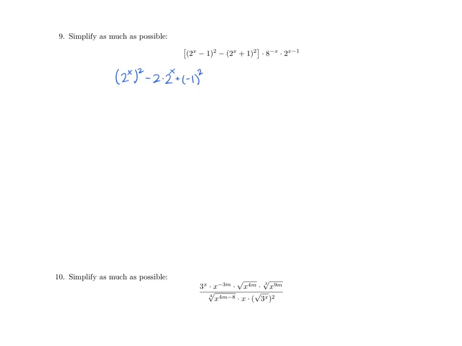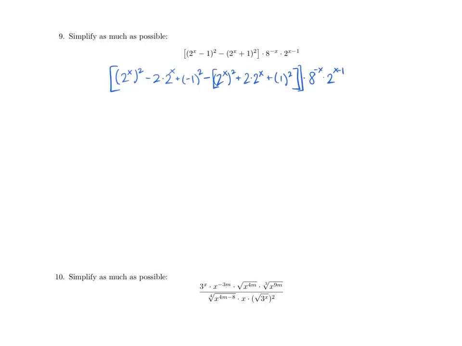Then I want to subtract off the expansion of this. And I want to be very careful because I see that negative sign out in front, and so I need that to distribute across all the terms. That means I have (2^x)² plus 2 times 2^x times positive 1 plus 1². And then out here I have the times, that whole thing, times 8^(−x) times 2^x − 1. Okay, I haven't touched those last two terms in the product quite yet.